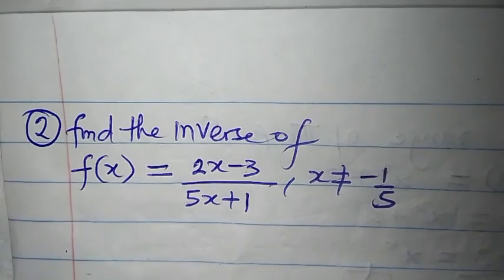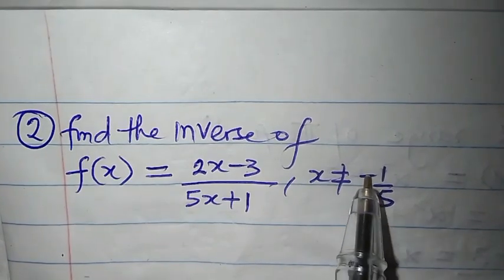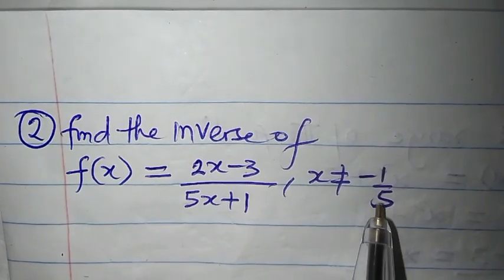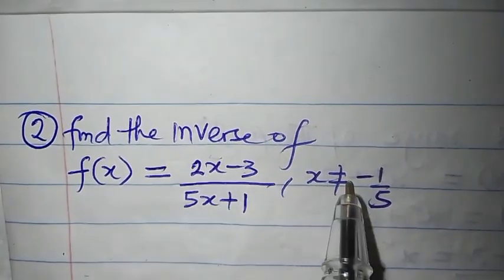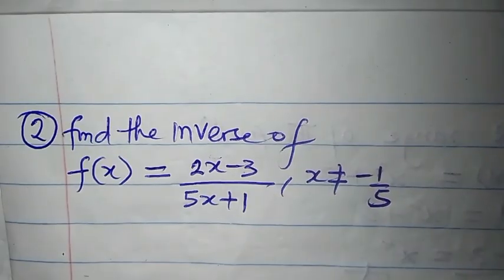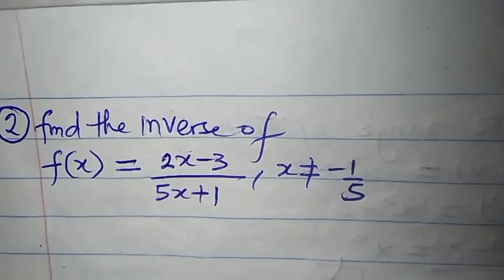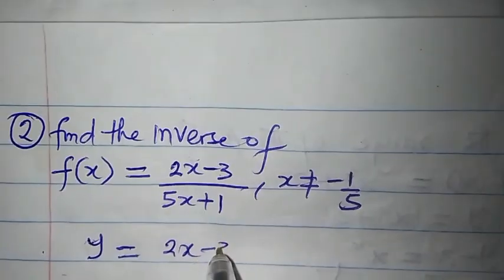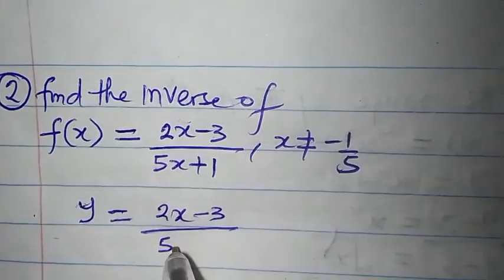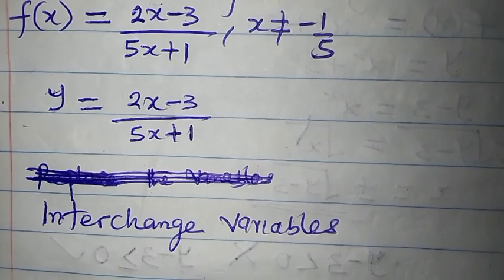Find the inverse of f of x equal to 2x minus 3 all over 5x plus 1, x is not equal to minus 1 over 5. This minus 1 over 5 is the value of x that will make this undefined, so it is excluded. Okay? Now, the first thing to do here is to replace that f of x with the image of x, which is y. y is equal to 2x minus 3 all over 5x plus 1. So what we'll do now is to interchange the variables.